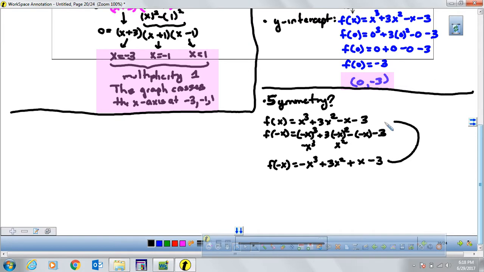Now we have to ask ourselves the question, are these two functions the same? No, because some of the signs change. Now, did all of the signs change? No. So that means there is no y-axis symmetry because they are not the same, and it doesn't have origin symmetry because not all the signs change. So we have no symmetry on this function.